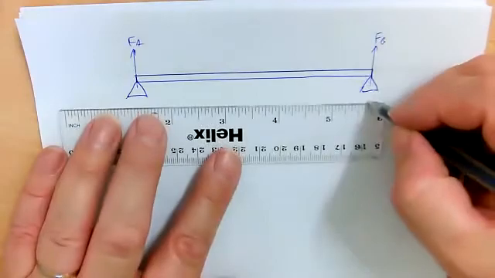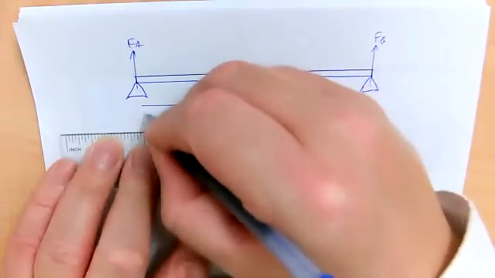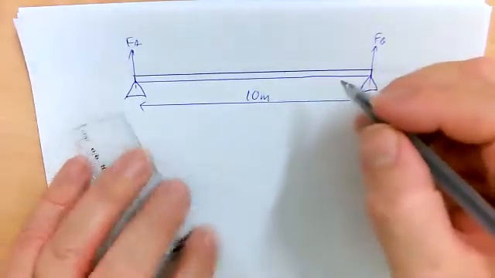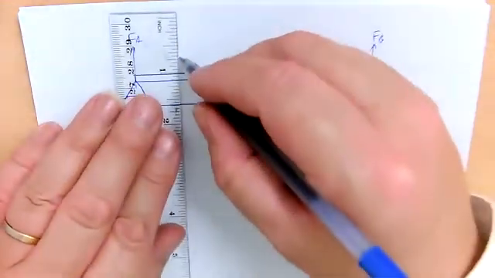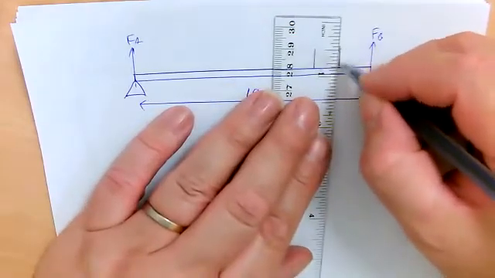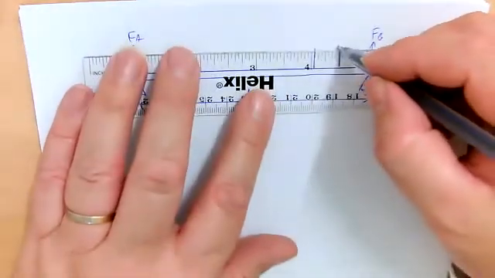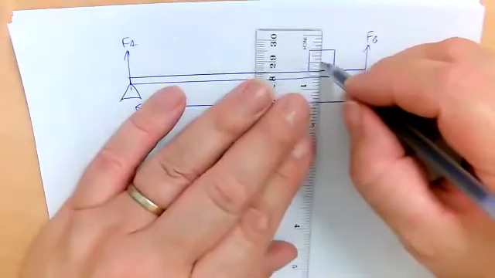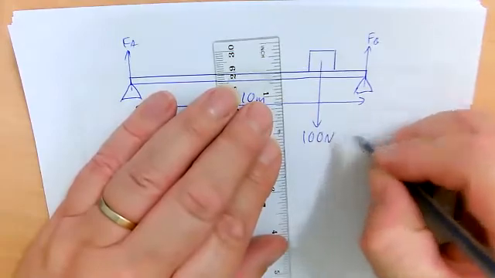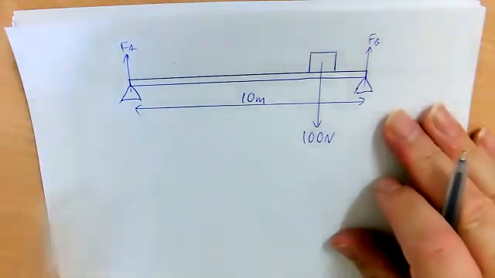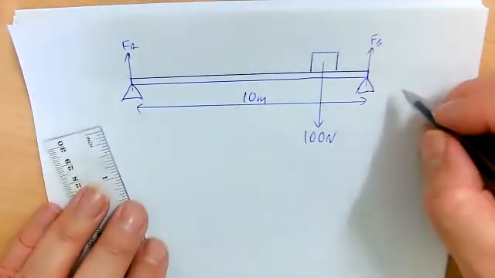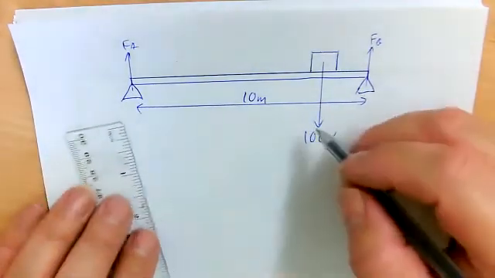Let's imagine the bridge is 10 meters long, just for fun. And let's imagine you've got some object, let's put him over here, with a weight of maybe 100 newtons. You want to work out the forces here. The weight of the bridge, let's say, is 50 newtons.